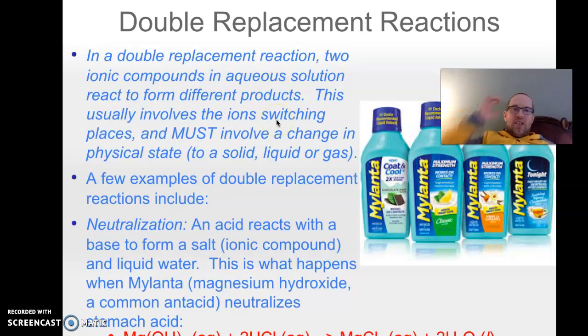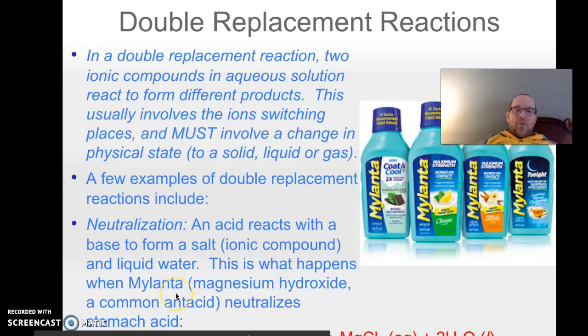You can think of this like different dance partners. When you all had to awkwardly square dance in elementary school, you kind of know what I'm talking about here. And they have to involve a change in physical state. So something on the right side of the equation in the products has to be a solid, liquid, or gas.